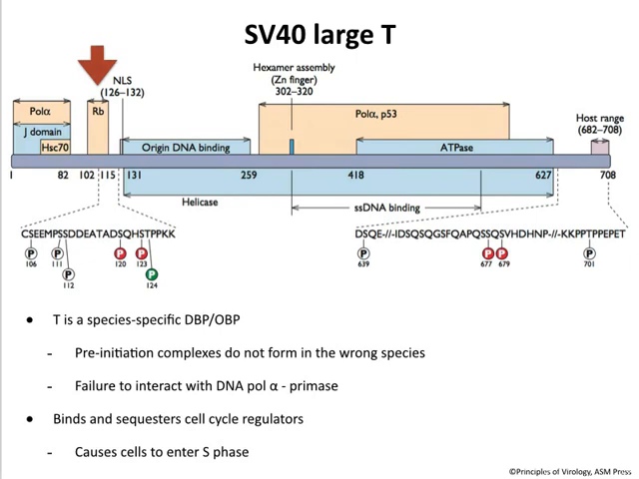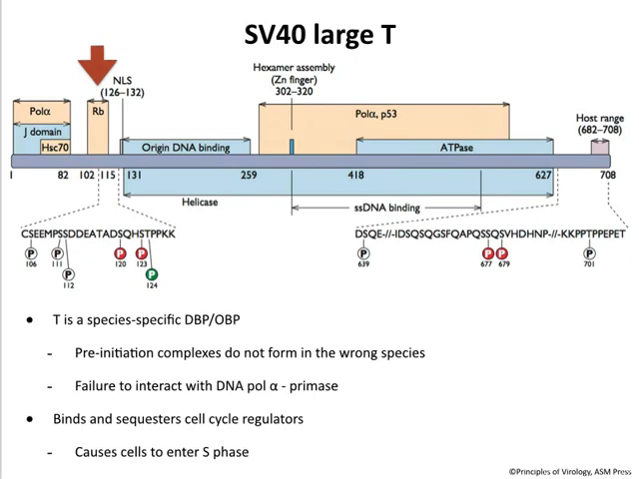And then there are lots of other domains here. As you can see, there are sites for phosphorylation, so the activities of these proteins can be regulated by phosphorylation. There is also a sequence here that controls the host range of this protein. T antigen is species specific. If you take a polyoma from a monkey, it will only work in a monkey cell and not in a mouse or a hamster cell. That's because these T antigens will not interact with the alpha polymerase from the wrong species. So that keeps the viruses from replicating in the wrong species.